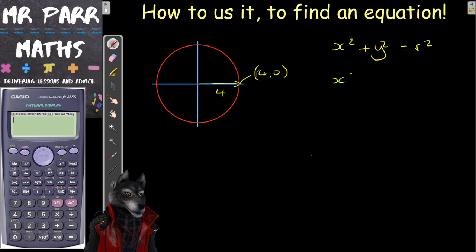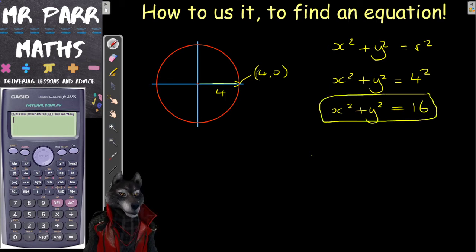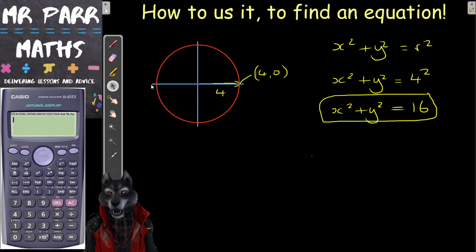So I can just say therefore that x squared plus y squared equals 4 squared. So therefore x squared plus y squared equals 16. And there we have it. I have the equation of my circle graph. Done. Let's try another one.